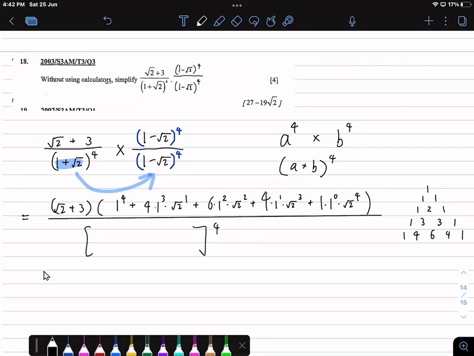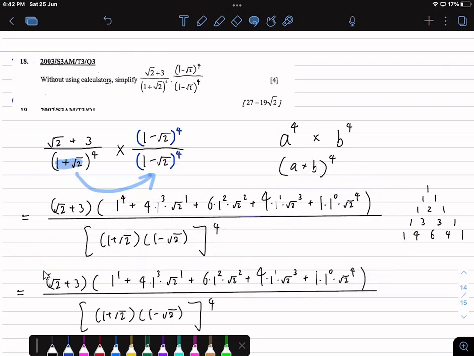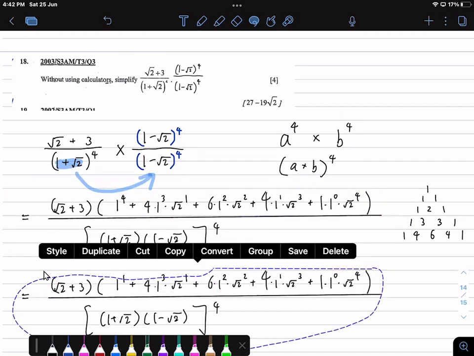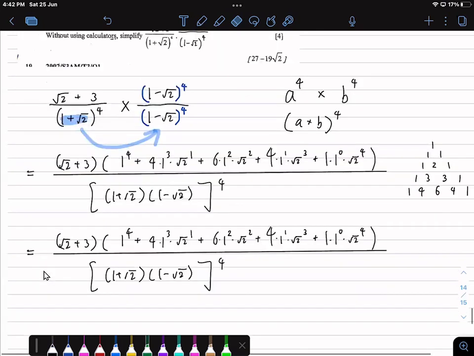Then power 4, then the denominator will be 1 plus root 2 times 1 minus root 2. Okay, so we can simplify the numerator. Yeah, so there's a root 2, there's a square, there's a root 3, there's a root power 4. Okay, I'll just simplify everything.